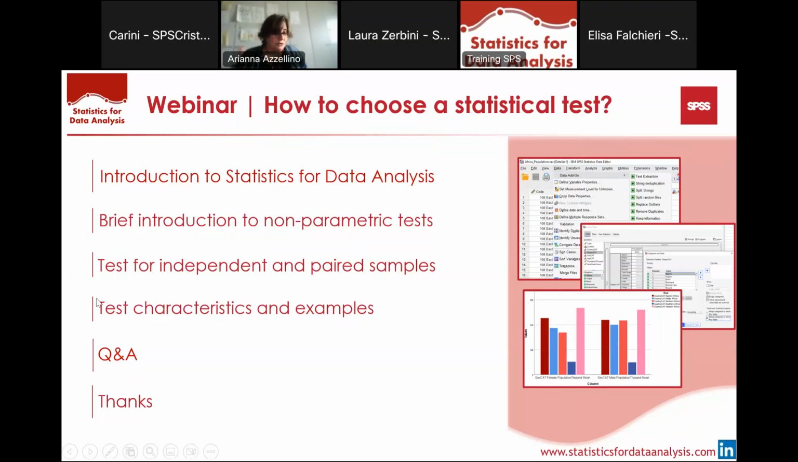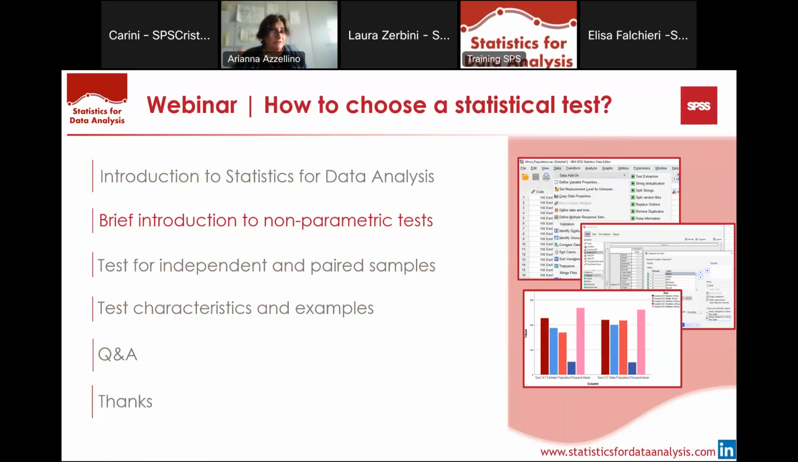And as usual in our training event, the approach will be very practical and pragmatic, and so I will show you how to use the software to obtain the analysis and how to interpret the result.